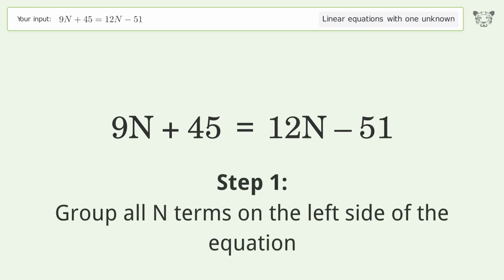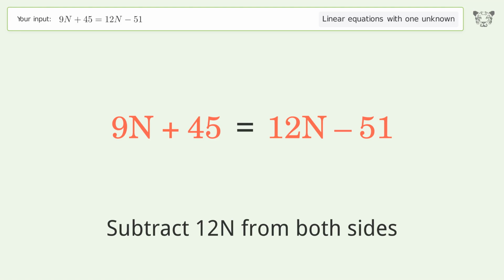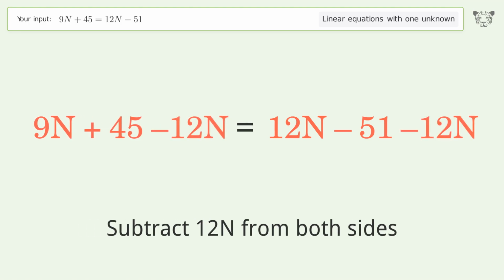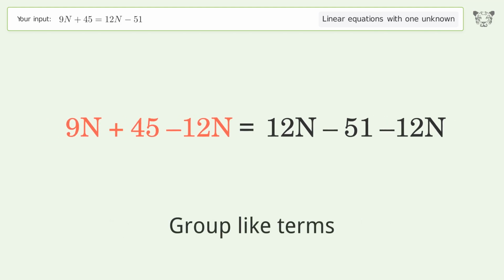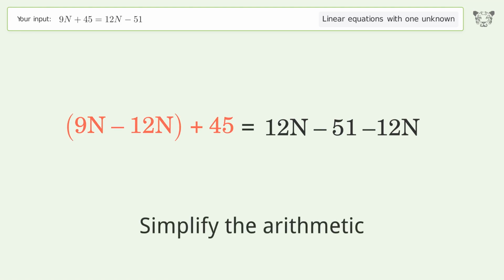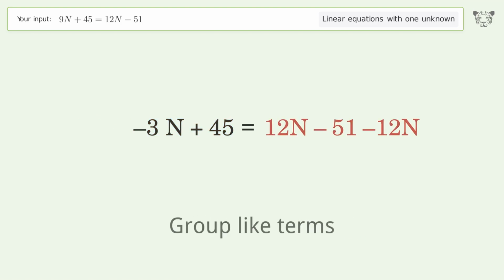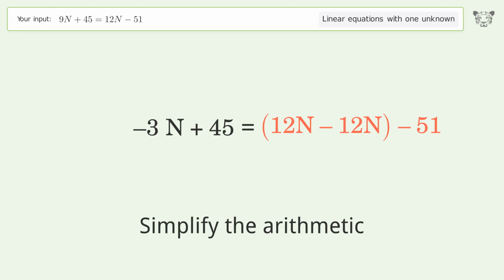Group all n terms on the left side of the equation. Subtract 12n from both sides. Group like terms. Simplify the arithmetic. Group like terms. Simplify the arithmetic.